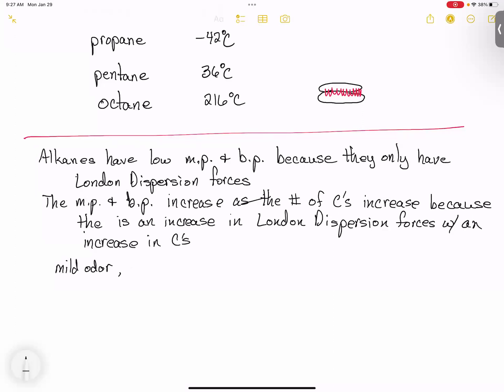They are colorless. Because they are nonpolar, they do not dissolve in water.